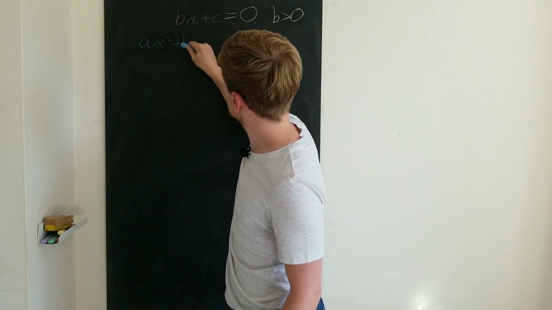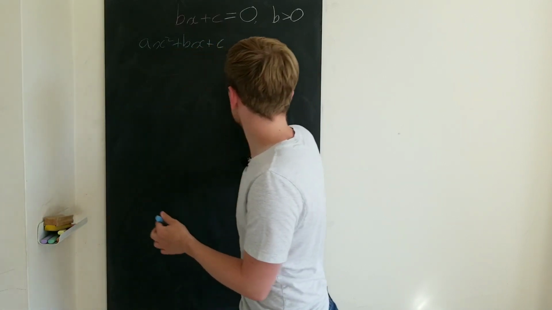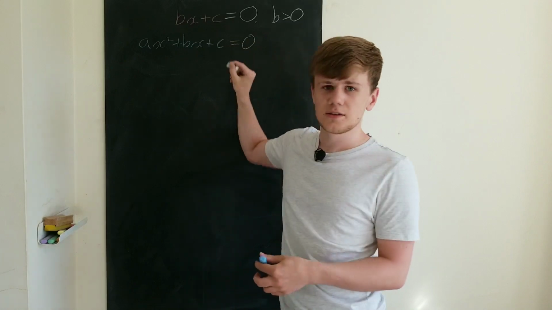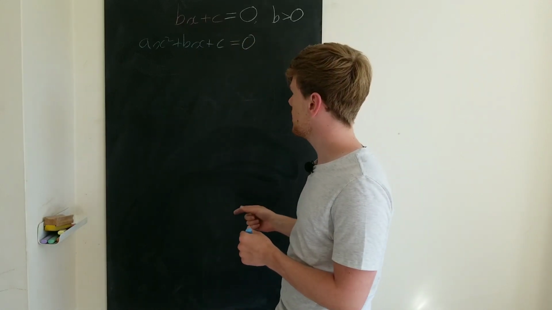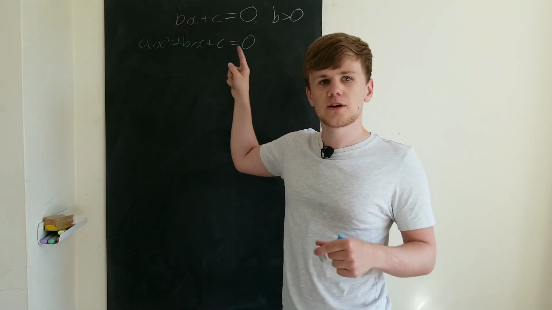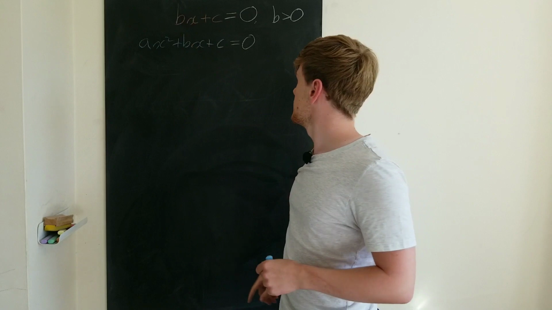We're going to consider a different equation, ax squared plus bx plus c equals 0. This is a quadratic equation. These are of course easy to solve. We just use the quadratic formula. And when a equals 0, the solution of this equation will be the same as the solution of this equation.